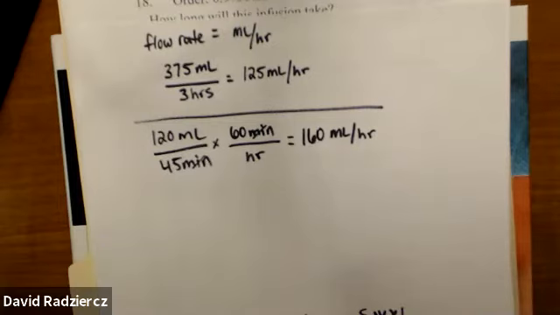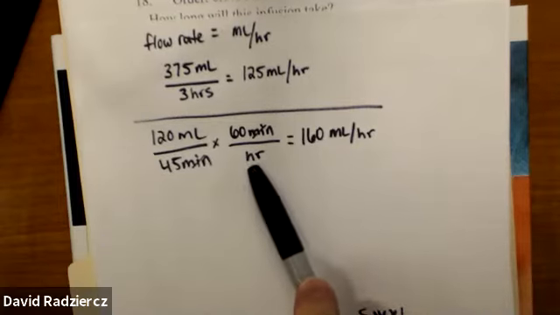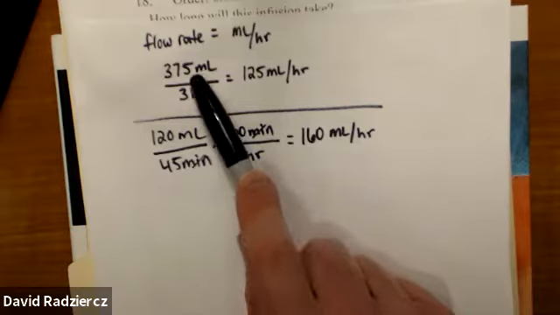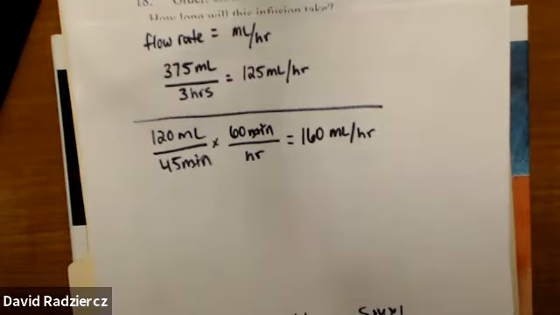So there's a couple of different ways, but to simplify it, just remember to multiply by 60 when you're going from minutes to hours. If you're already in hours, just reduce the big number over the little number.